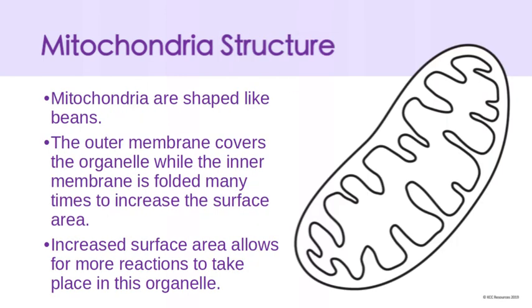So the structure of the mitochondria, I know we drew a lightning bolt, but it's not actually a lightning bolt. It is kind of shaped like a bean. Like I said, if you watched my other video, it's got an outer membrane that covers the organelle, while the inner membrane is folded a bunch of times to increase its overall surface area. And this increased surface area allows for more reactions to take place in the organelle. And then more reactions means more energy for the cell.